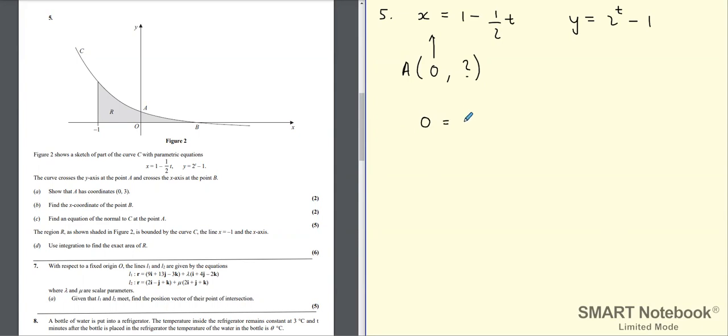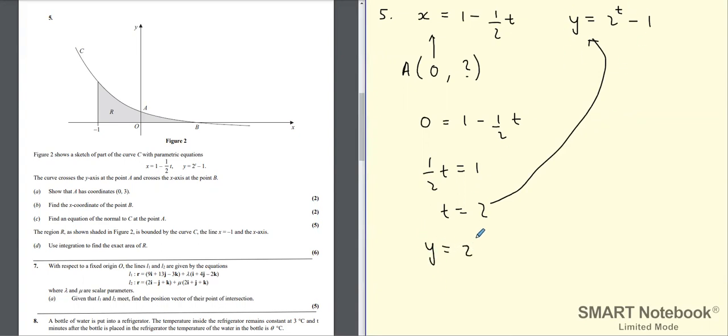So 0 equals 1 minus a half t. We get a half t equals 1. We get t equals 2. And then to find the y coordinate, we can substitute t into this equation. And so we get y equals 2 to the power of 2 minus 1, which equals 3. And therefore, A has coordinates 0, 3.